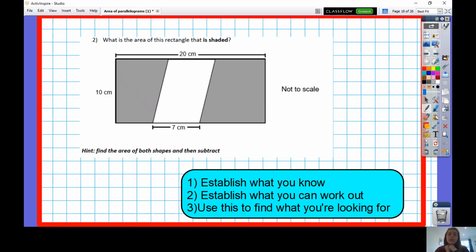This one again, I think everyone should have a go at because I've shown you how to do a similar one. What's the area of this rectangle that is shaded? I don't want this bit, it's not shaded. So what's the area of the shaded part of the rectangle? You've even been given a hint there, so everyone can have a go. Pause the video and try that now.